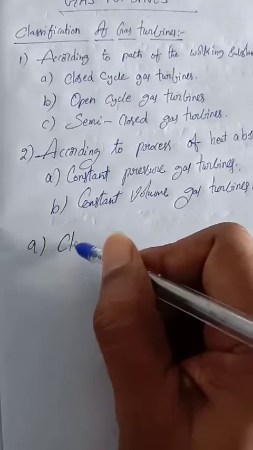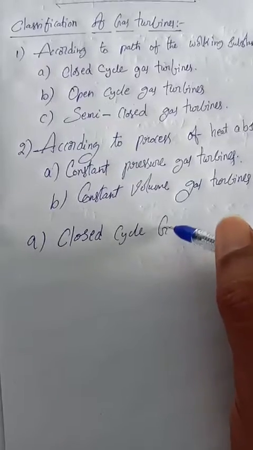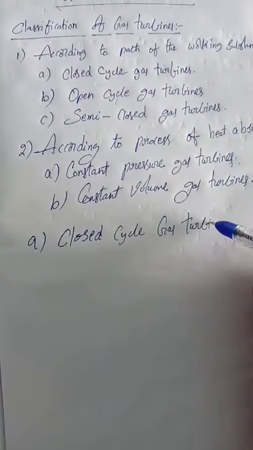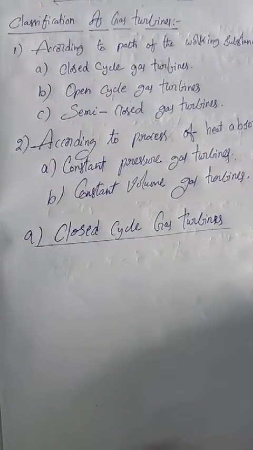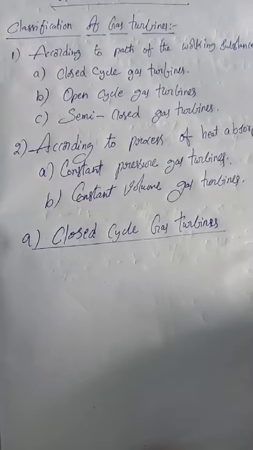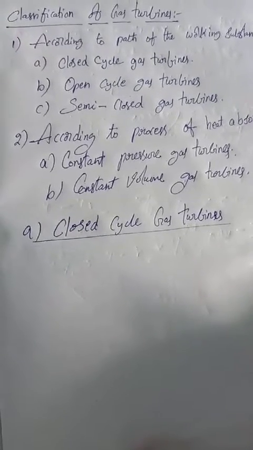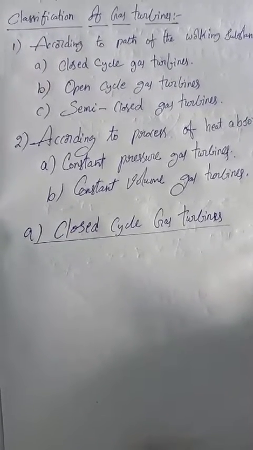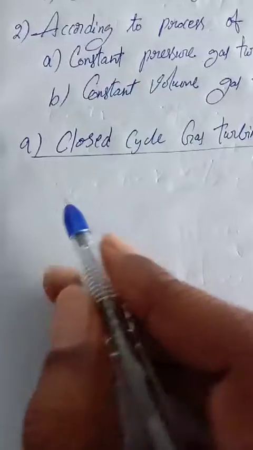First one is closed cycle gas turbines. A closed cycle gas turbine in its simplest form consists of a compressor, heating chamber, gas turbine which drives the generator and compressor, and a cooling chamber. Okay, now we are going to see the diagram. First we are going to see the compressor.